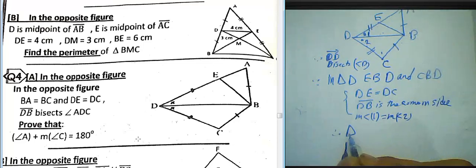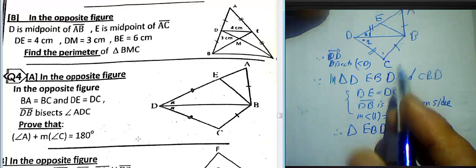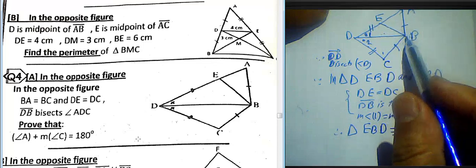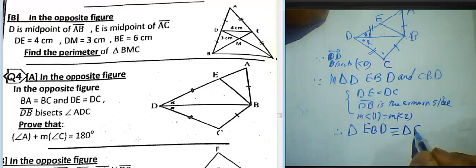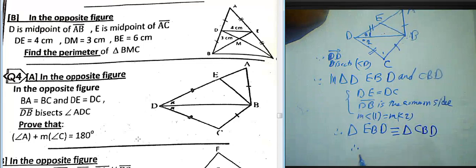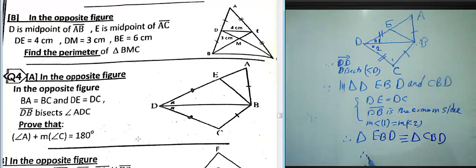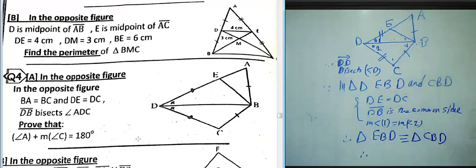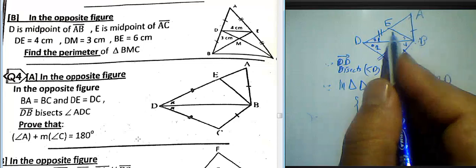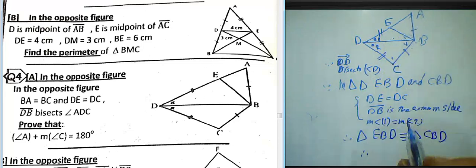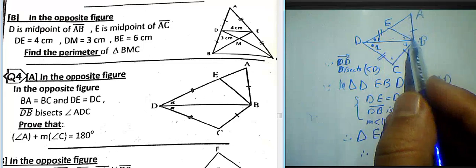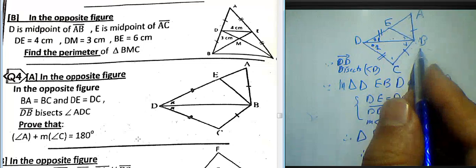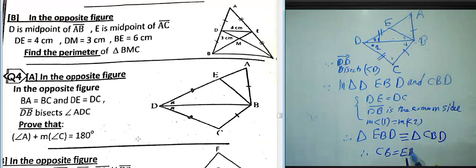Then triangle EBD will be congruent to triangle CBD. Then we can find the measure of angle 3 equals the measure of angle 4. And the length EB will be equal to CB. Then side length CB equals EB. Two sides here will be equal.